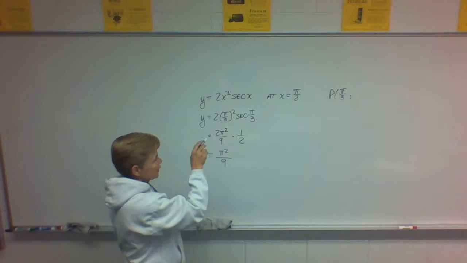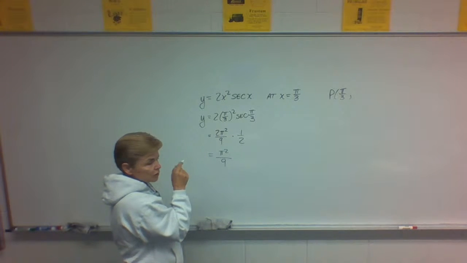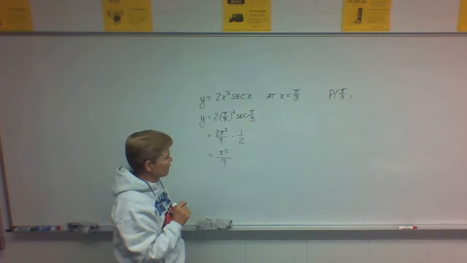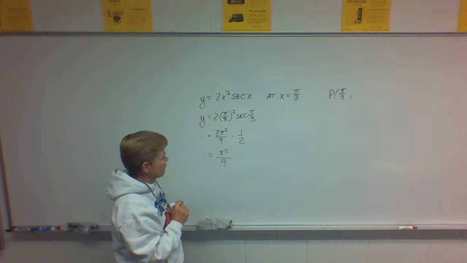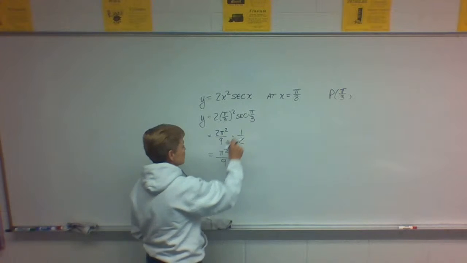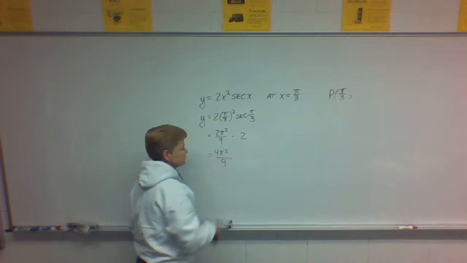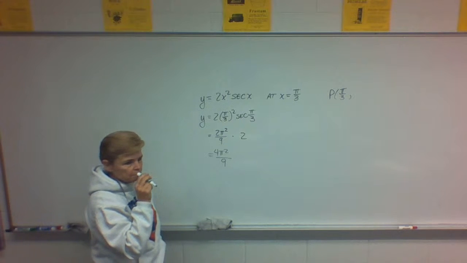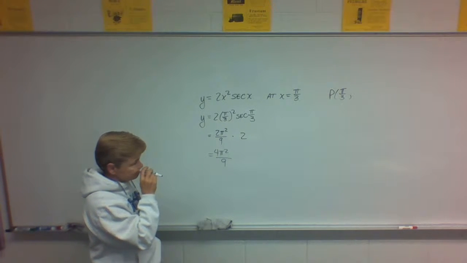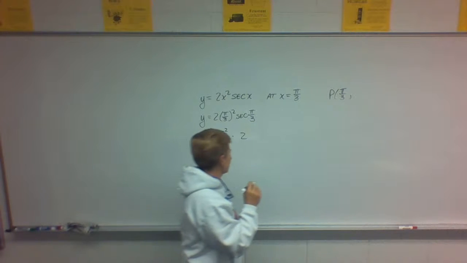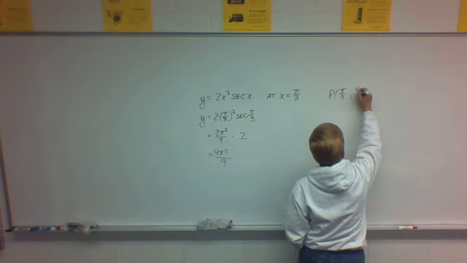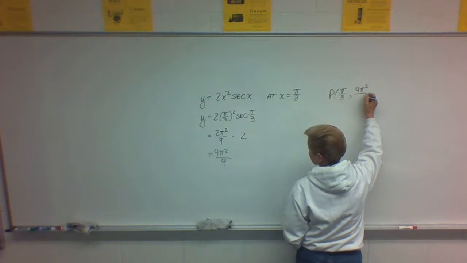Think about a stand-up triangle at pi thirds in the first quadrant. The cosine is the short leg, which is a half. It would be 2 over 1 times 2. What? It's secant, not cosine. Oh, yeah, so it's times 2. Good catch. So this is 4. So the y value is 4 pi squared over 9. I recommend you leave it in that form until you're ready to evaluate it at the very end.